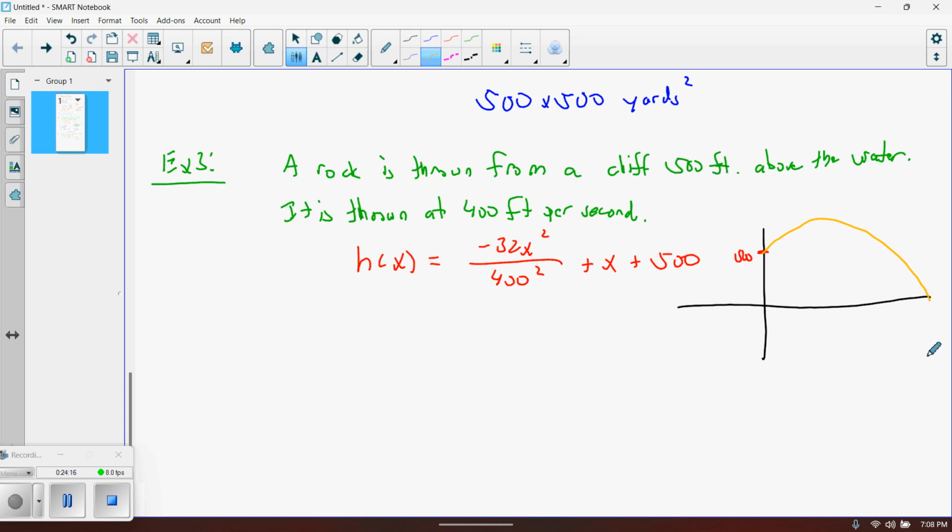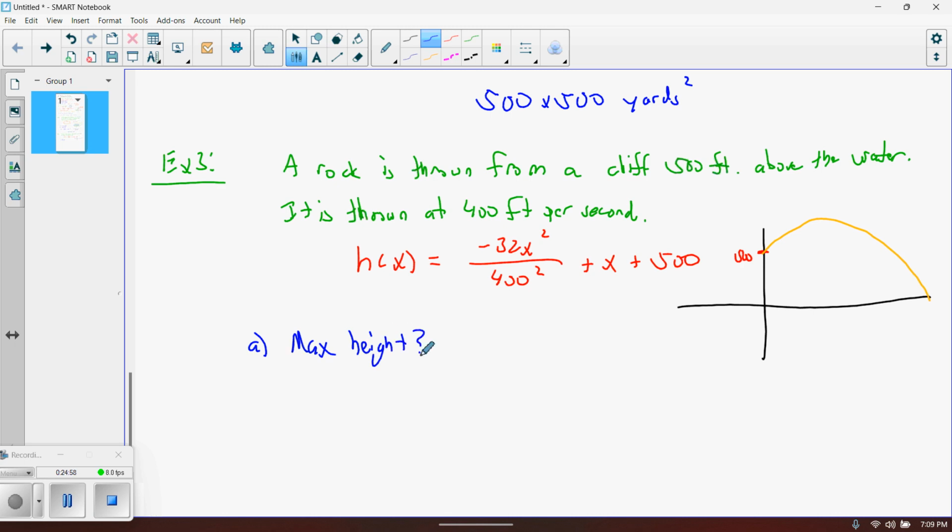So again, it is a quadratic because you can tell that you've got a negative 32x squared over 400 squared. 400 squared, I don't know why I wrote it like that. I could have just written it as 16,000. But in any case, the coefficient of x squared is a negative value, so it's a parabola which opens down. And then in this case, you actually have an extra constant there of 500, which we'll have to deal with. All right, so the questions might ask, what is the maximum height of the projectile? So let's find the maximum height of this rock.